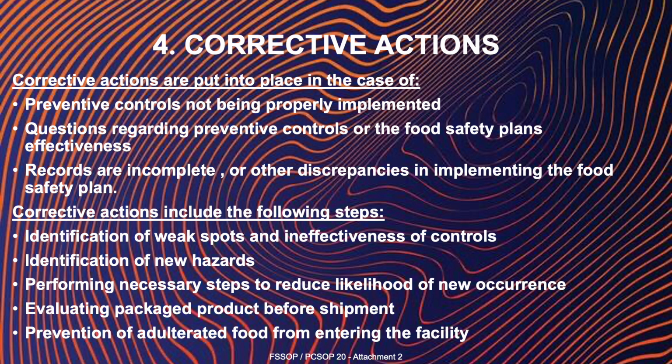4. Corrective actions. Corrective actions are put into place in the case of preventive controls not being properly implemented. Questions regarding preventive controls or the food safety plan's effectiveness. Records are incomplete or other discrepancies in implementing the food safety plan. Corrective actions include the following steps: identification of weak spots and ineffectiveness of controls, identification of new hazards, performing necessary steps to reduce likelihood of new occurrence, evaluating packaged product before shipment, prevention of adulterated food from entering the facility.